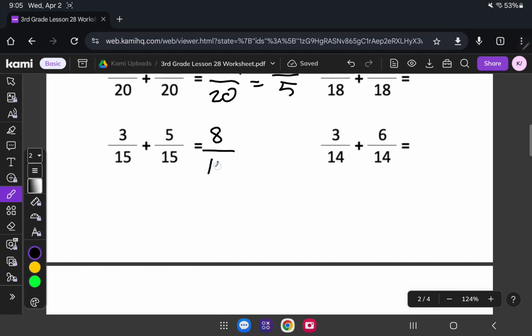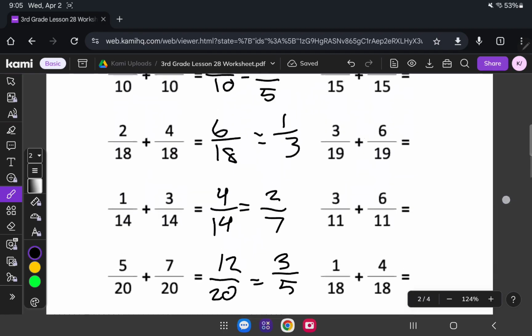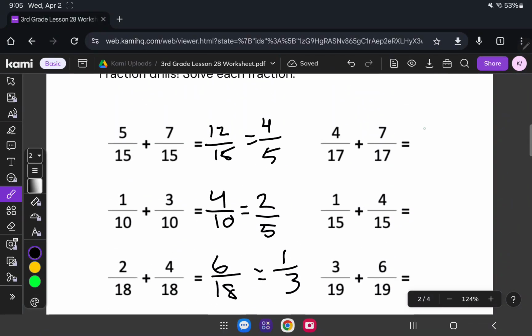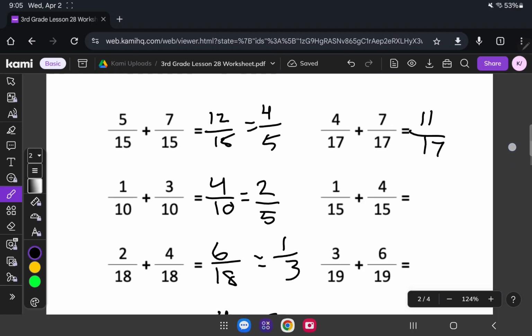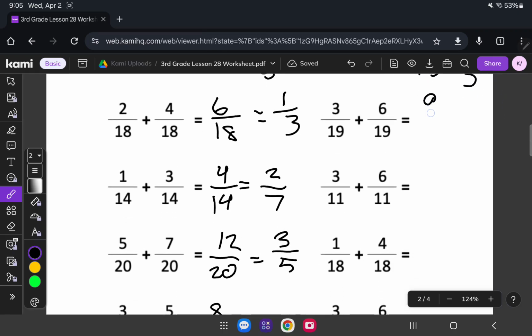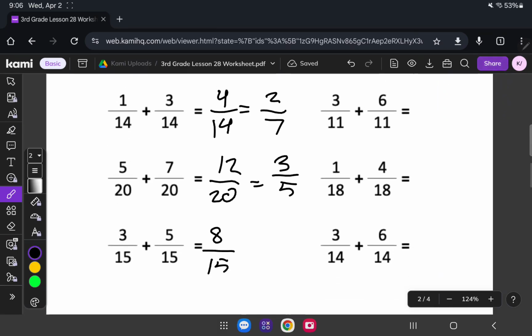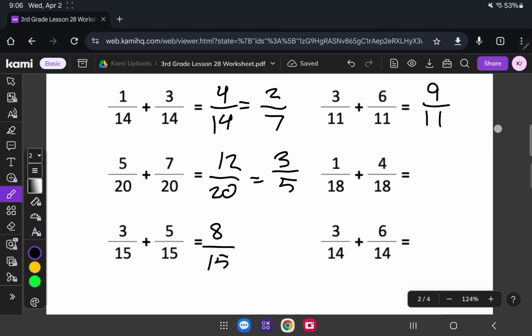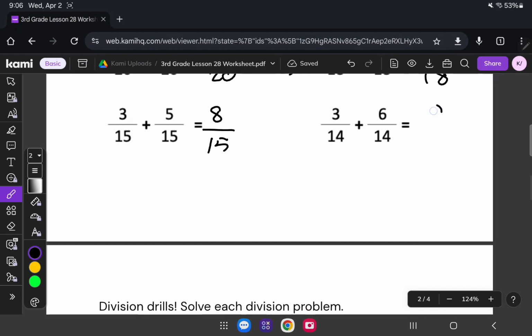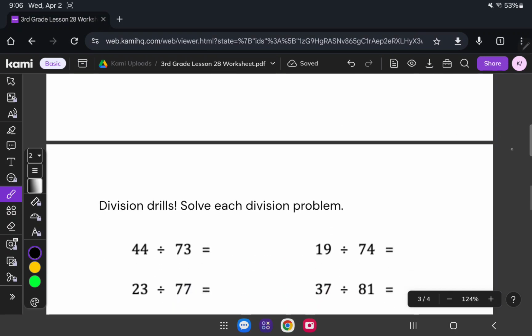This would be 8 over 15. This would be 11 over 17. 5 over 15, which equals 1/3. 9 over 19. This would be 9 over 11. This would be 5 over 18. And this would be 9 over 14.